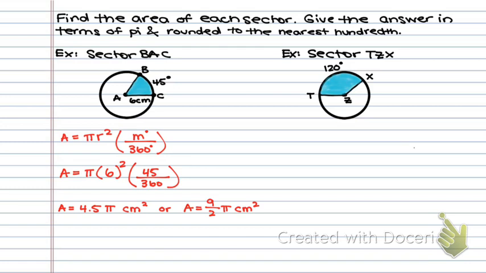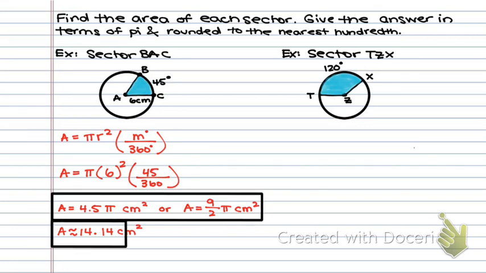And so whenever you do that, you get an answer of 14.137, but because I want it to the nearest hundredth, I'm just going to say 14.14 centimeters squared, and I really shouldn't even put equals. I need to say approximately. So this right here is my answer in terms of pi, and this right here is my answer rounded to the nearest hundredth.